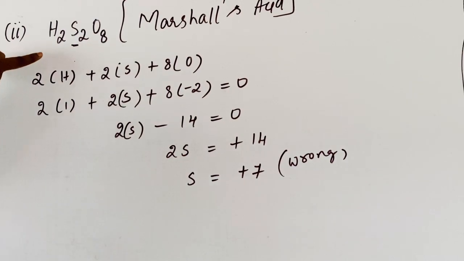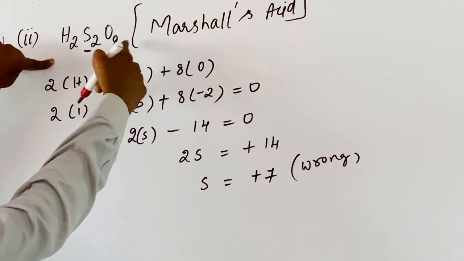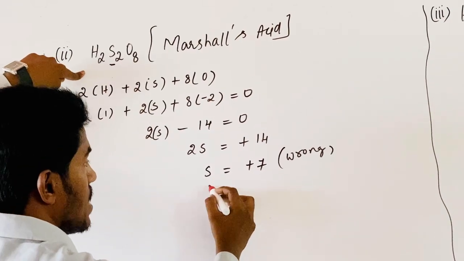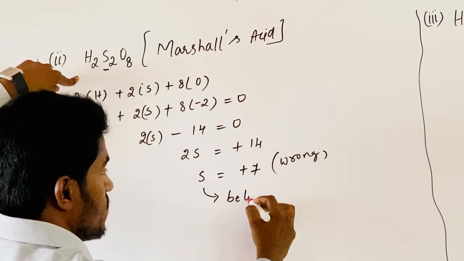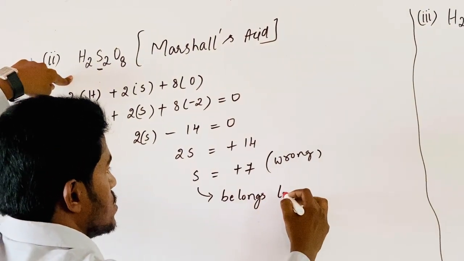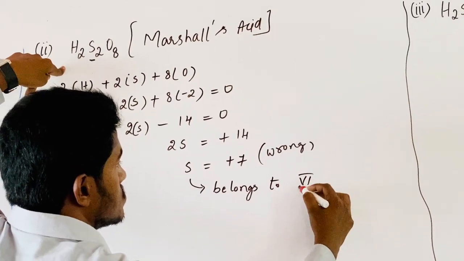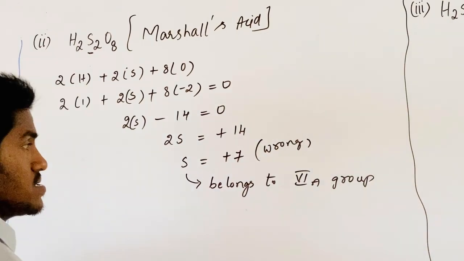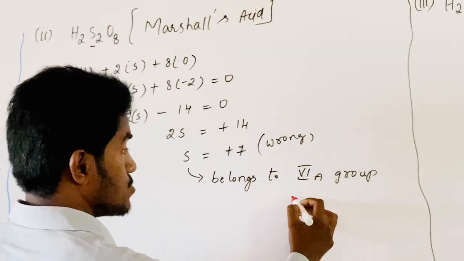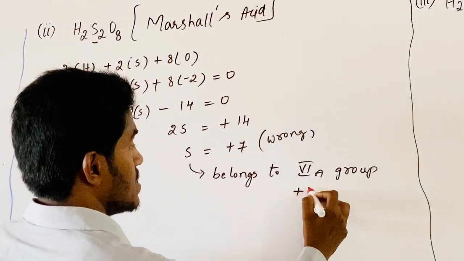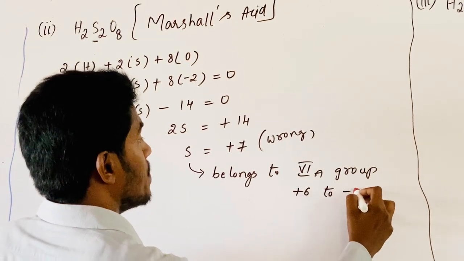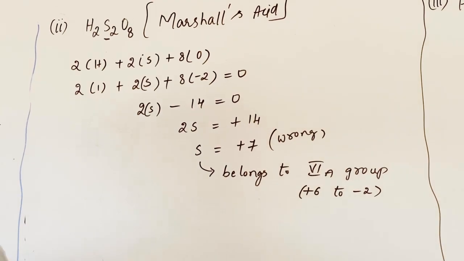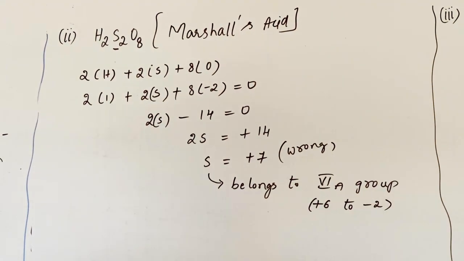Now, what is the manufacturing method of H2S2O8? How can we say that sulfur is not showing plus 7? Sulfur belongs to 6A group element. In the previous class, we learned that 6A group elements show the oxidation numbers plus 6 to minus 2. Then plus 7 is not present in the 6A group.